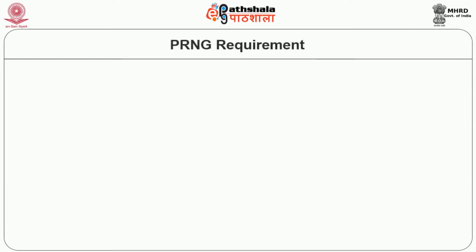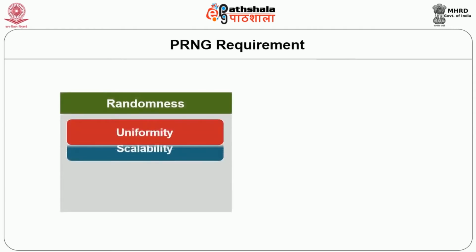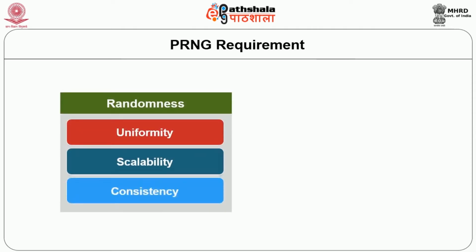First we would talk about PRNG requirements, that is, pseudo random number generator requirements. The first is randomness. There are three characteristics for randomness: uniformity, scalability, and consistency.